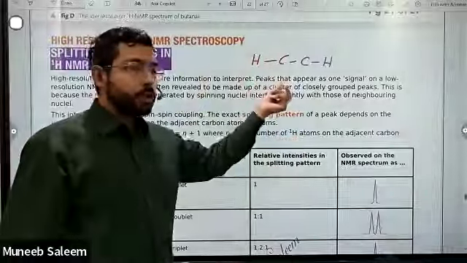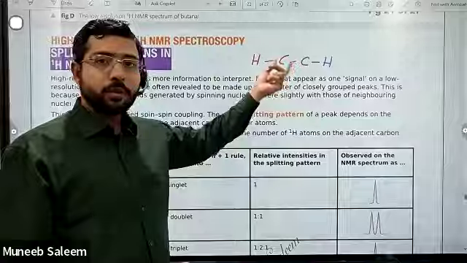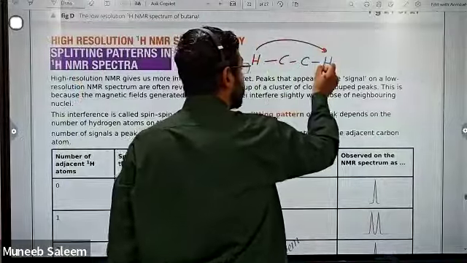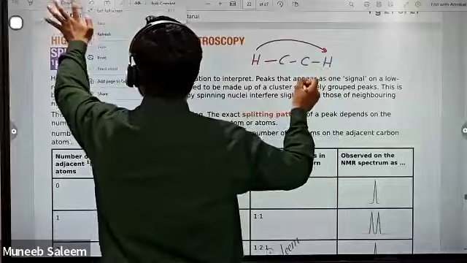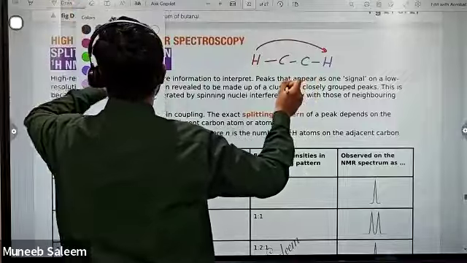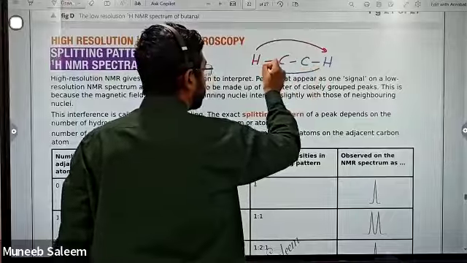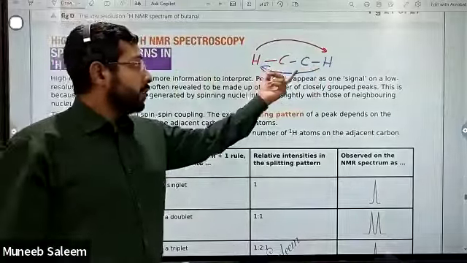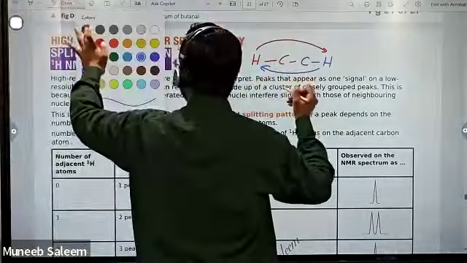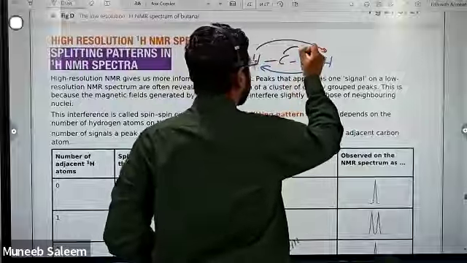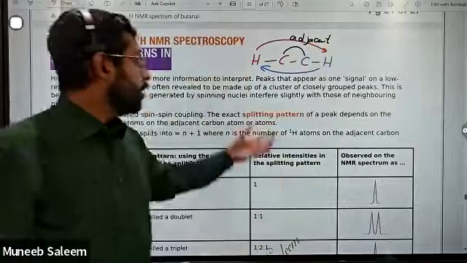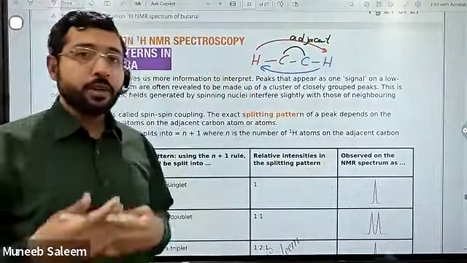To make it simple, you have two carbons and both carbons are bonded with hydrogens. This hydrogen will have the influence of this hydrogen, and this hydrogen will have an influence on the red hydrogen. These are the hydrogens which are present on the adjacent carbons. You can see that adjacent means the carbons which are bonded next to each other. So these are called adjacent carbon atoms. These hydrogens will create splitting of their peaks.